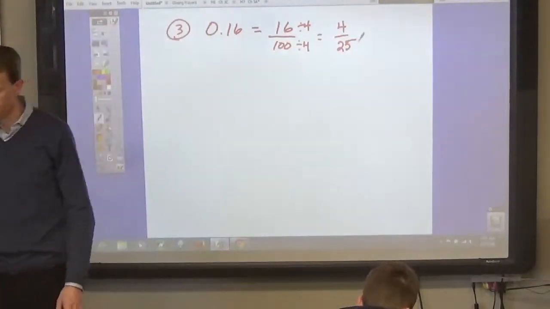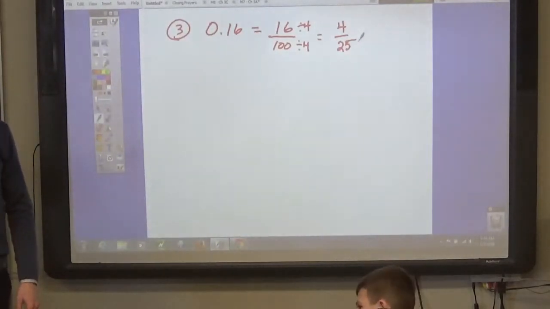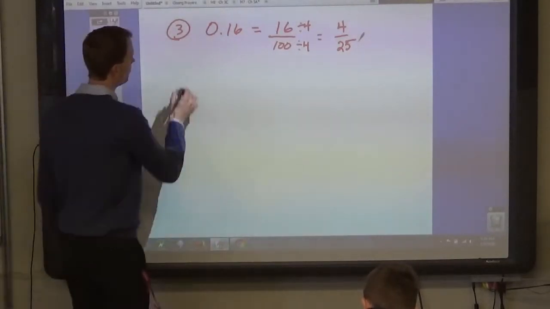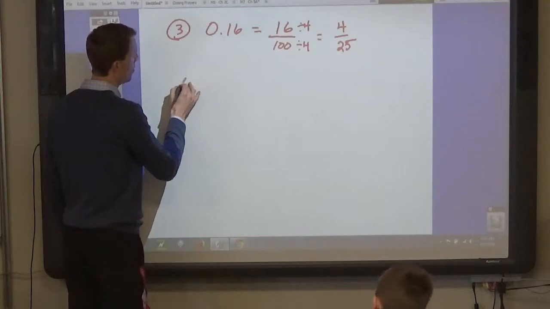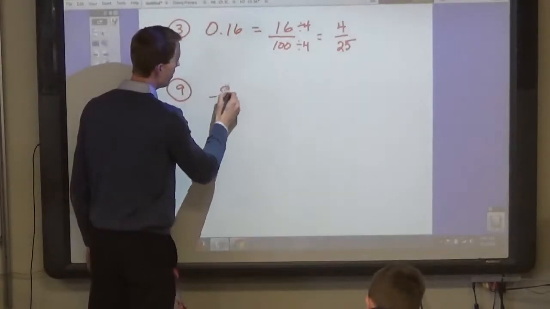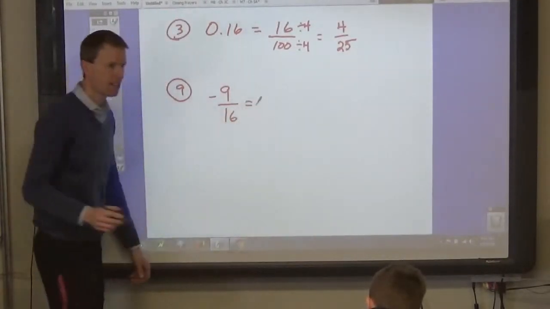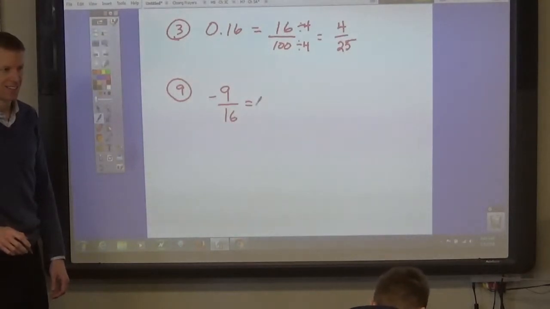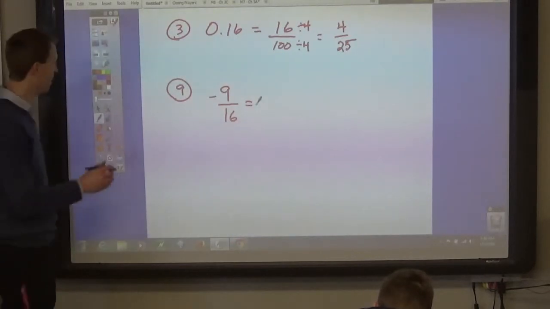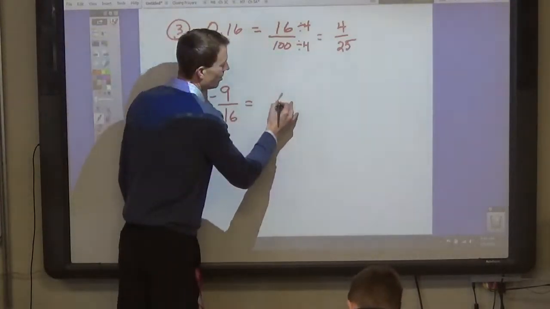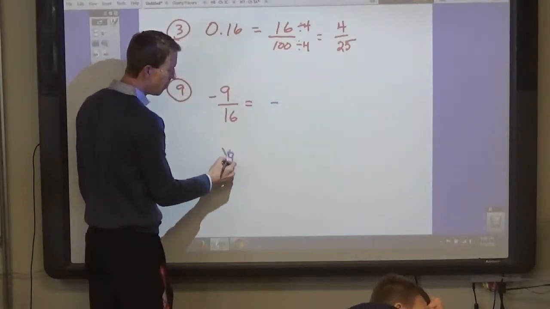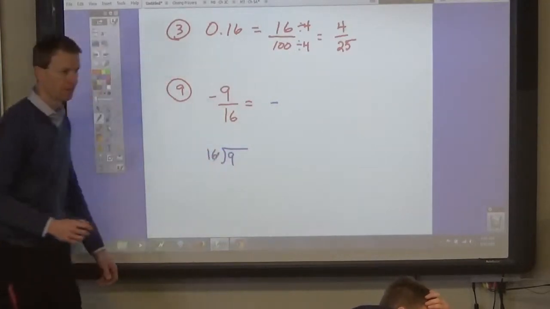Let's do another one. How about number 9? Oh. How would you write negative 9/16 as a decimal? Okay, let's look. So it's going to be negative, and then we have to do 9 divided by 16. Okay.